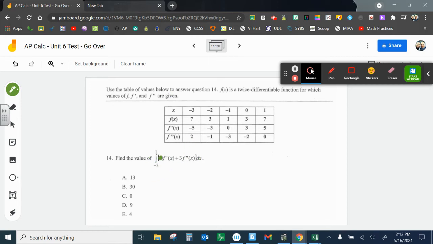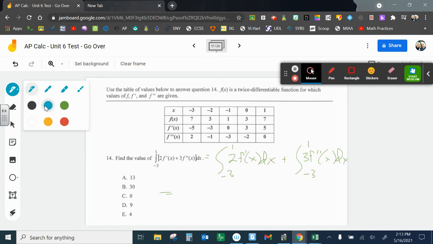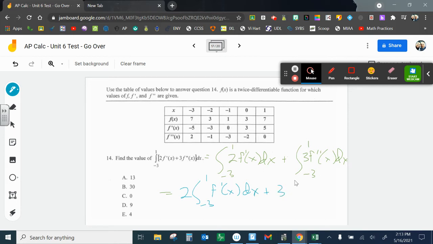So I'm going to break this up using the properties of integrals. And let me just do it the long way first. So the integral of a sum is the sum of 2 integrals. So this would be the first thing we would do. And I'm going from -3 to 1. Don't forget that. Okay, so I would do this. And now, let me just write one more step. I'm going to take out the constants. 2 times the integral of f prime of x dx plus, let's put the 3 here, the integral from -3 to 1 of f double prime of x dx.